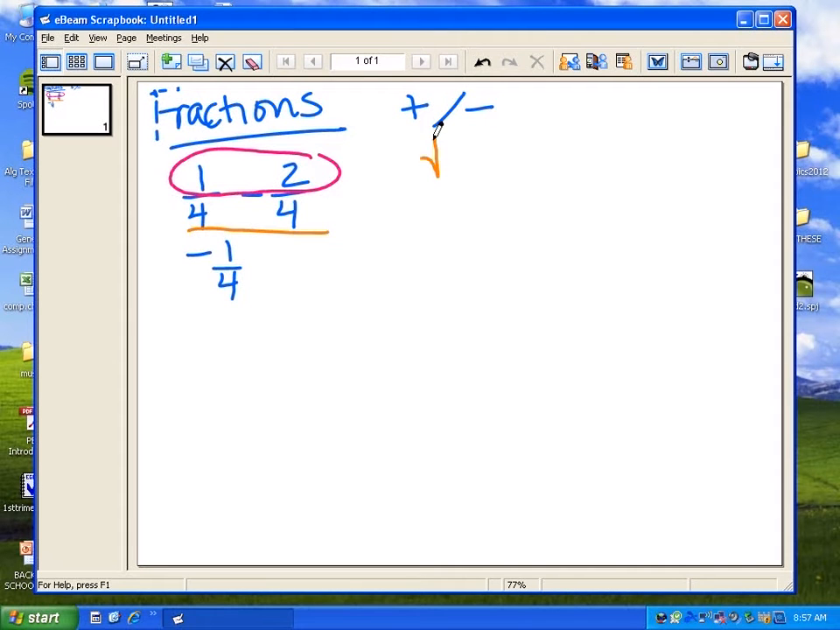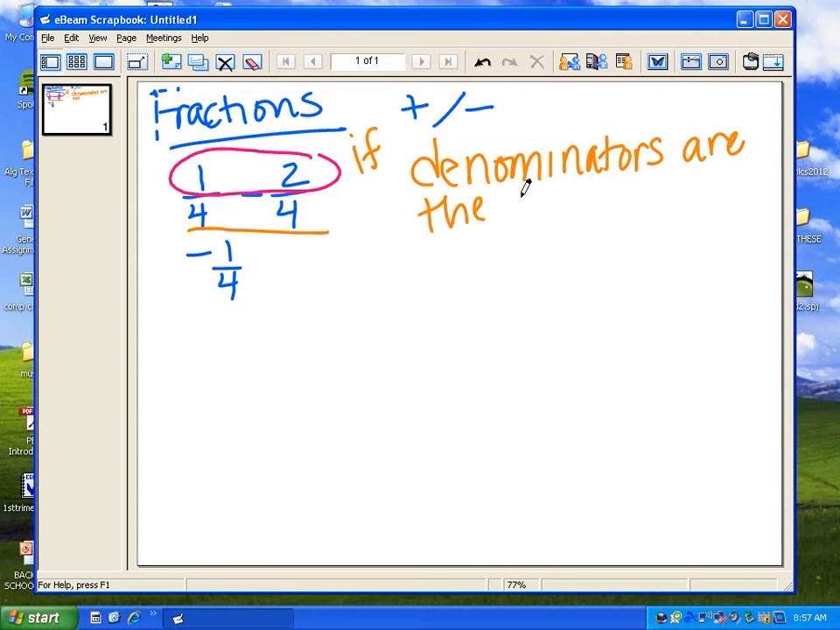So the rule that I'm trying to get out of you is if the denominators are the same, what do you do? Aaron? Then multiply the numerators. Not multiply. We're not doing multiplication. We had a subtraction problem. So if the denominators are the same, you're allowed to add or subtract the numerators. Good.